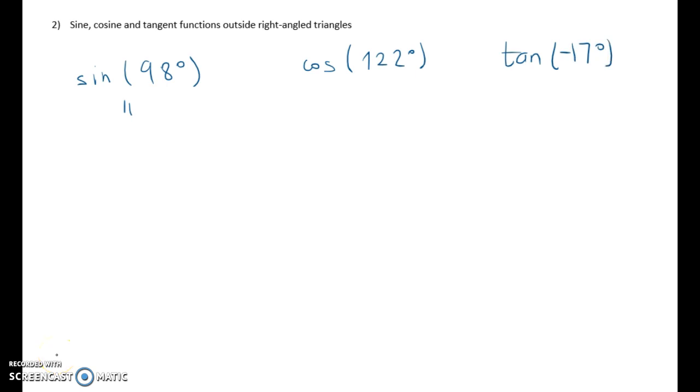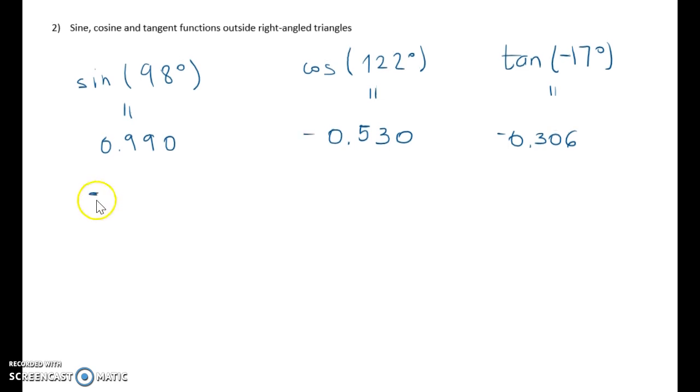So please pause the video for 1 minute and check that you can find what these values actually are. Your calculator knows how to do it. I asked my calculator what are the values of sine of 98, cosine of 122, and tangent of -17. And I wrote the results here using three significant figures to approximate. So hopefully you can check that you got the same result.